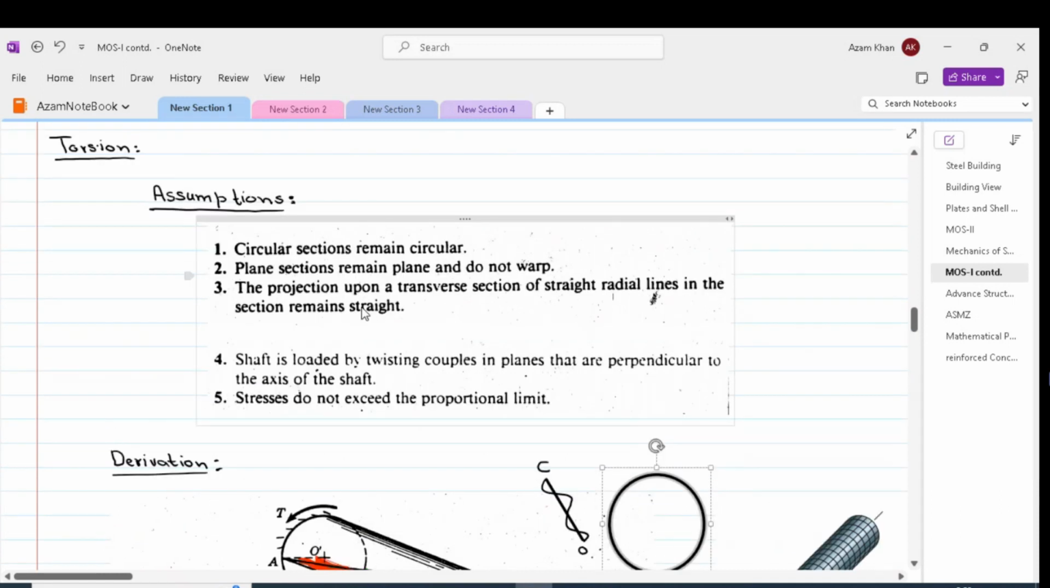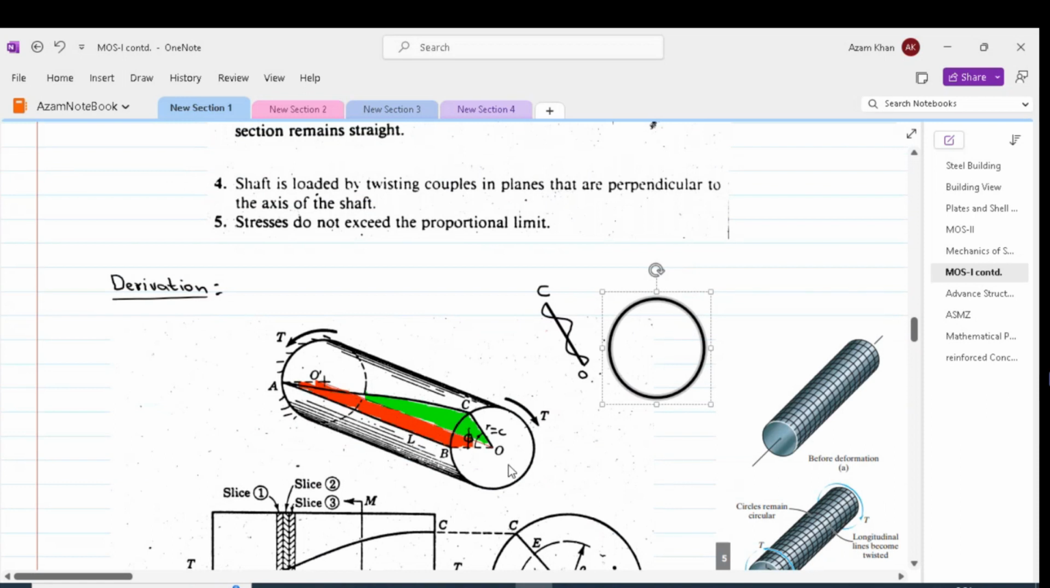The third assumption is that the projection upon a transverse section of a straight radial line in the section remains straight. So under the light of assumption number 3, if we have a line OB on any cross section, that line OB after application of torque might move to the position OC. However, it will stay straight. So OC can't result in a jagged line. It will stay straight as it was before. Its position might change, but the line stays straight.